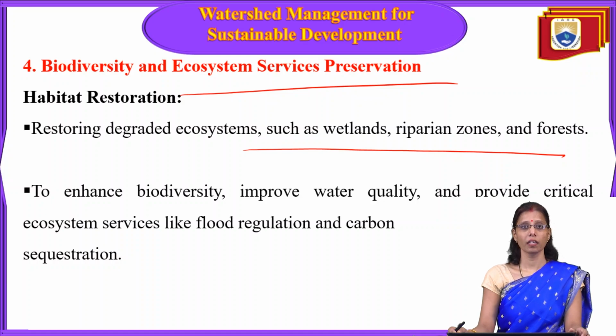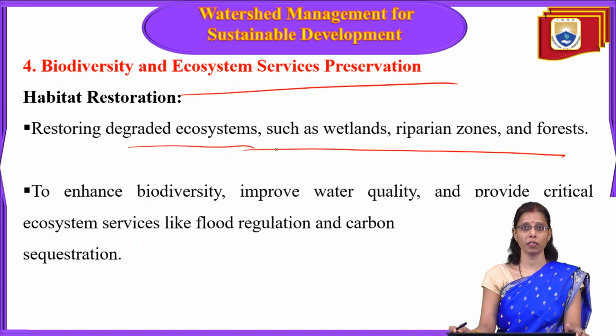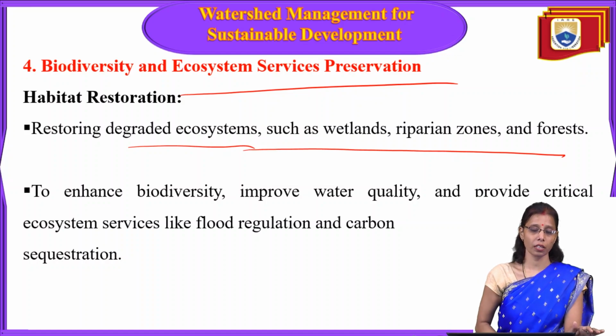We are just spoiling it, and as a result of that, habitat restoration is a must in this region, because if biodiversity and ecosystem services preservation is not there, that means our total cycle will be disturbed. There will be less rainfall, the water cycle will not run properly, the nutrient cycle will not run properly, there will be problems with the nutrient cycle as well as the water cycle. So that's why restoring the degraded ecosystem must be done in this watershed management for sustainable development.